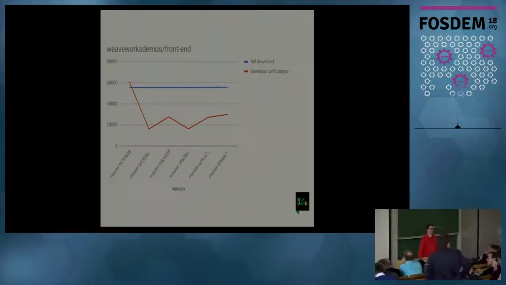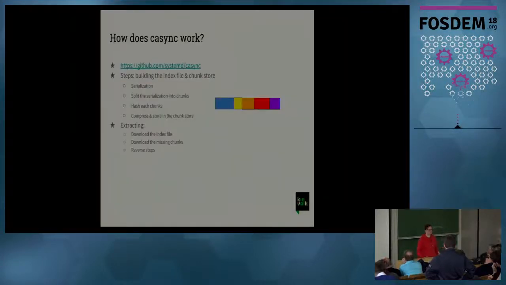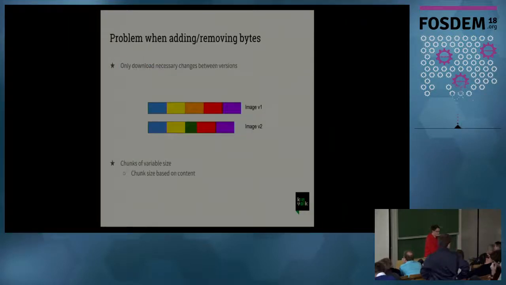Can you explain again how you dealt with the fact that there might be bytes missing in the middle? Because as far as I understand, the chunk size is fixed, right? No, it's not fixed. So I'm trying to understand how do you detect that a chunk is going to be smaller this time? Sorry, so it's based only on the content of the data.